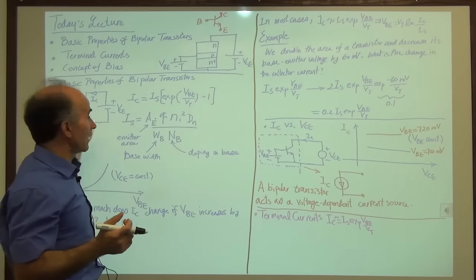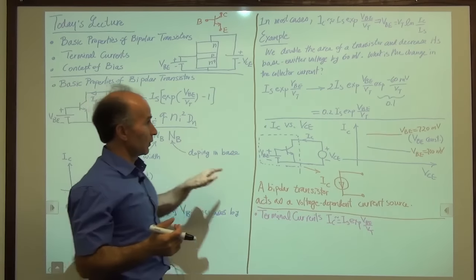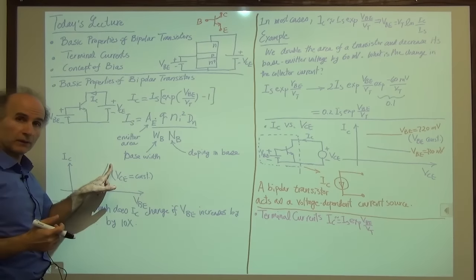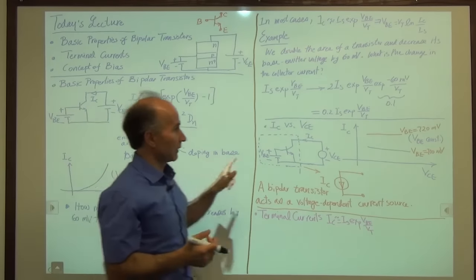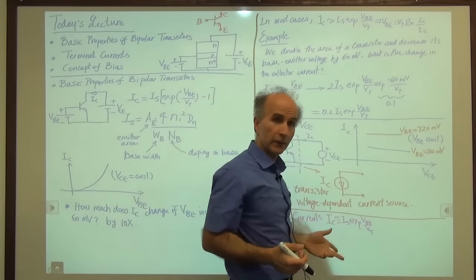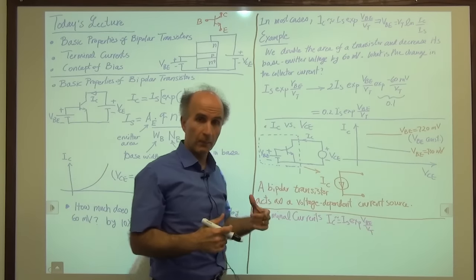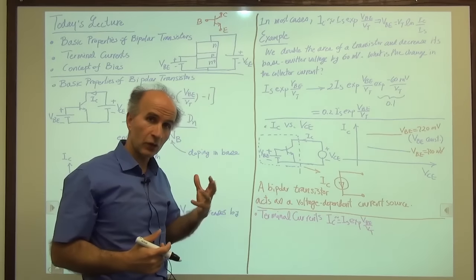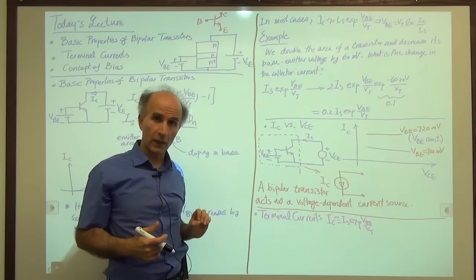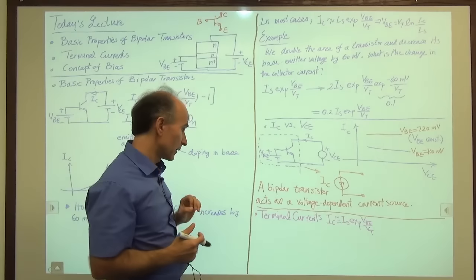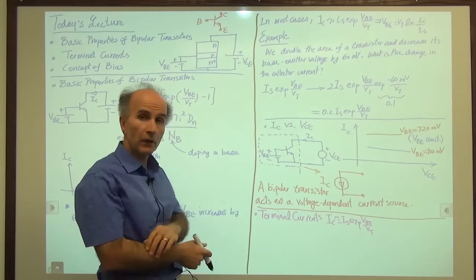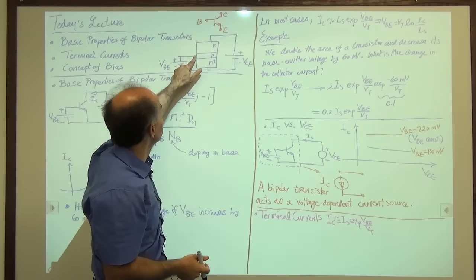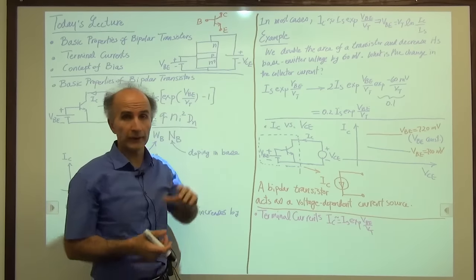And so far we have done that for the collector current. We changed the base emitter voltage, measured the collector current. We changed the collector emitter voltage, measured the collector current. So that's good. But in fact, that's the most important current. But let's just make sure that we have everything under calculation. So how about the base current? This guy here. Is there a current here or not?